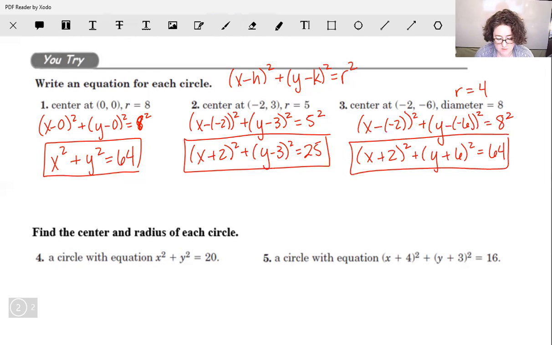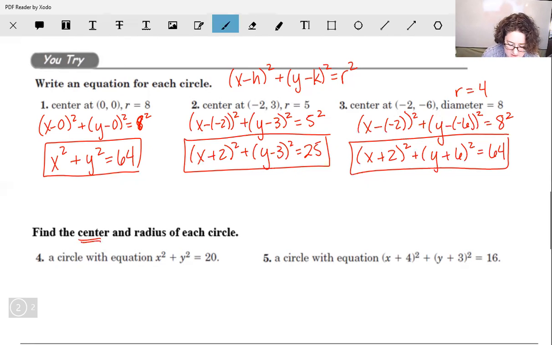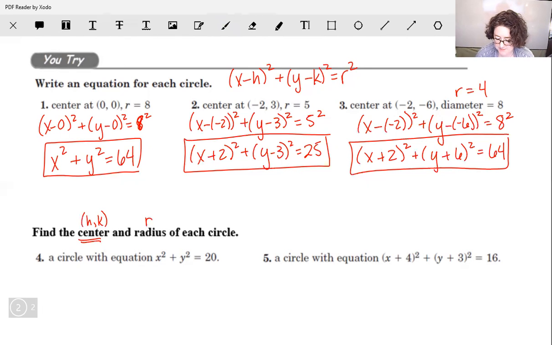Alrighty, so sometimes you're going to go the other direction. So if you're given information about that circle or about that equation, maybe then figuring out, well, what's my radius? What's my diameter? What's my center? Things like that. So in our second set, they give us the equation and we've got to state some more information. Specifically, find the center. In other words, find your h, k value and find your radius given the equation.